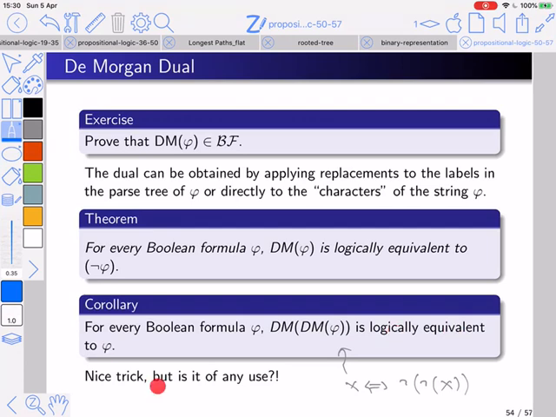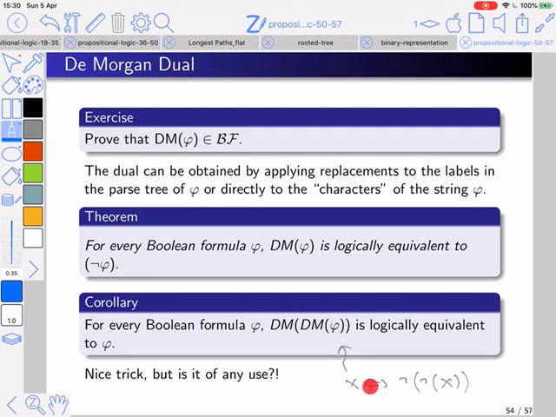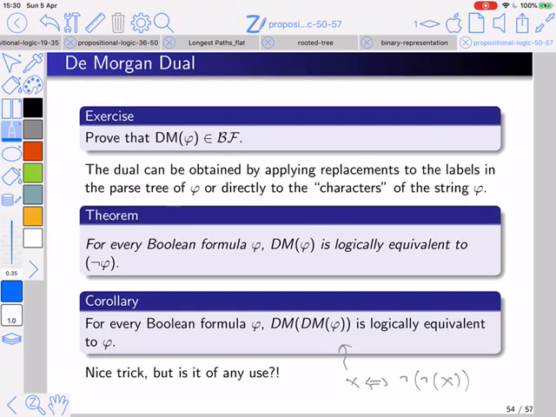And you may ask, why is this of any interest? But let's first understand why the corollary is correct. Well, you remember the tautology that x is logically equivalent to twice the negation of x. Okay, so by the theorem, the De Morgan dual of phi is logically equivalent to the negation of phi. The De Morgan dual of the De Morgan dual of phi is logically equivalent to the negation of the De Morgan dual of phi.